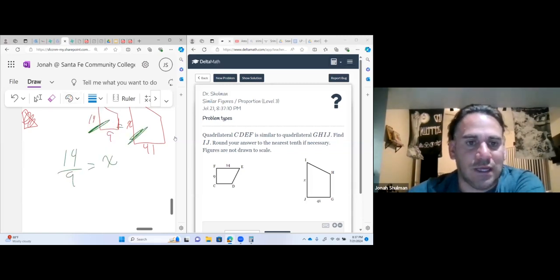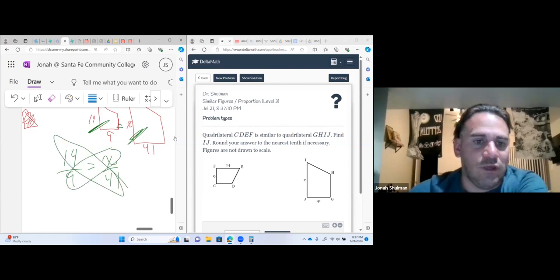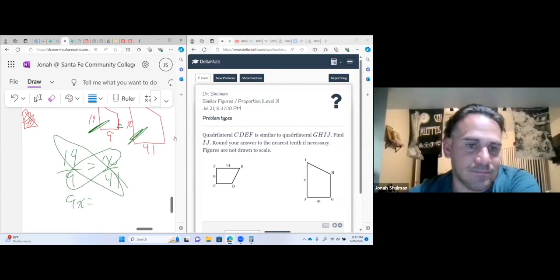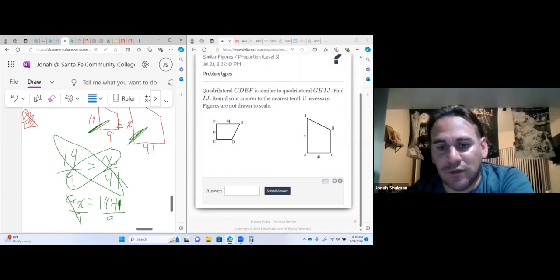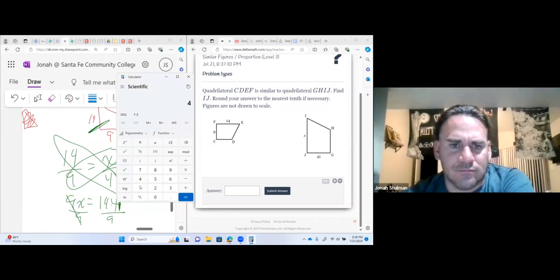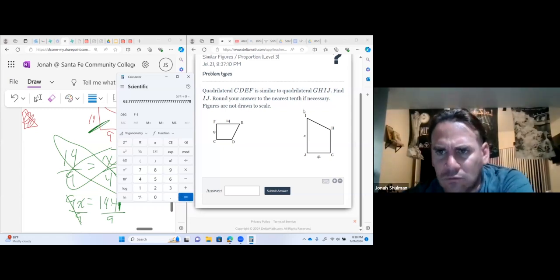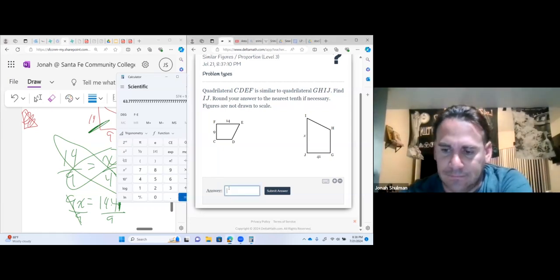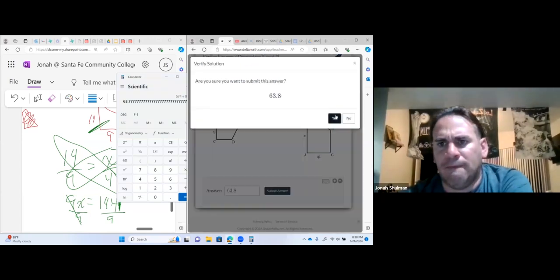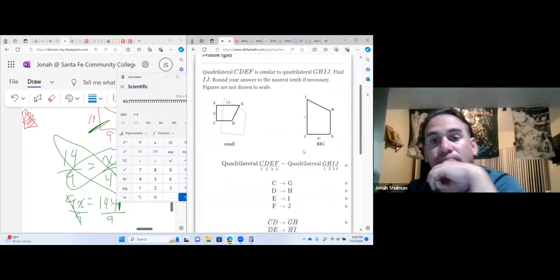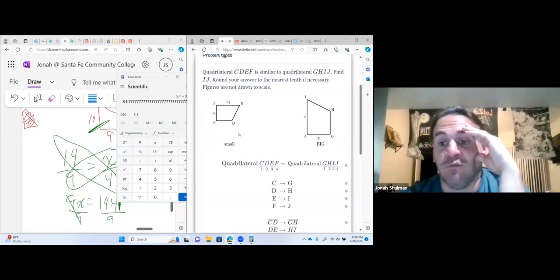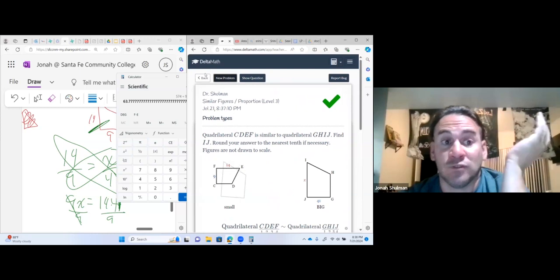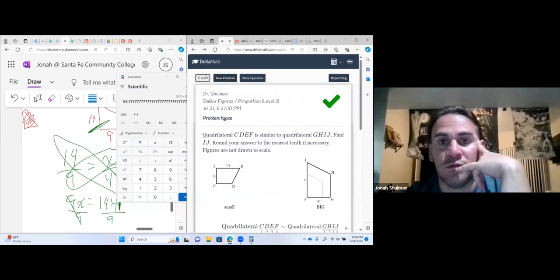14 over 9 equals X over 41. We have 9X equals 41 times 14. And we just divide it by 9. So 41 times 14 divided by 9 will give us X. Round to the nearest tenth, so 63.8. Ta-da! Oh, wow. All that fancy stuff, right? That's the hardest part, visualizing the spin. So don't be afraid to give your students clear paper and have them move it.